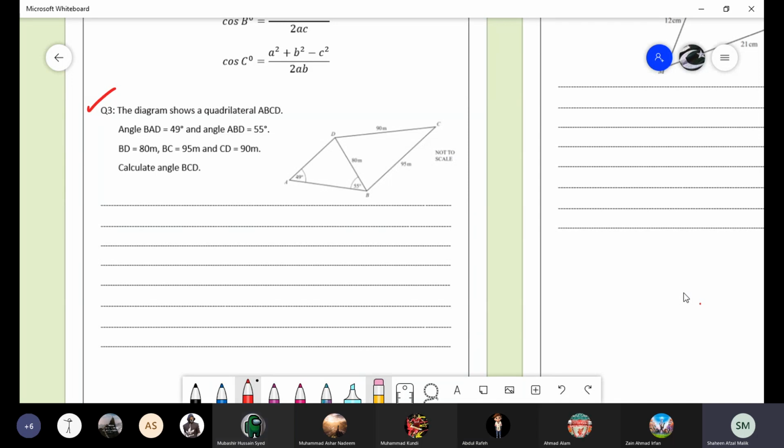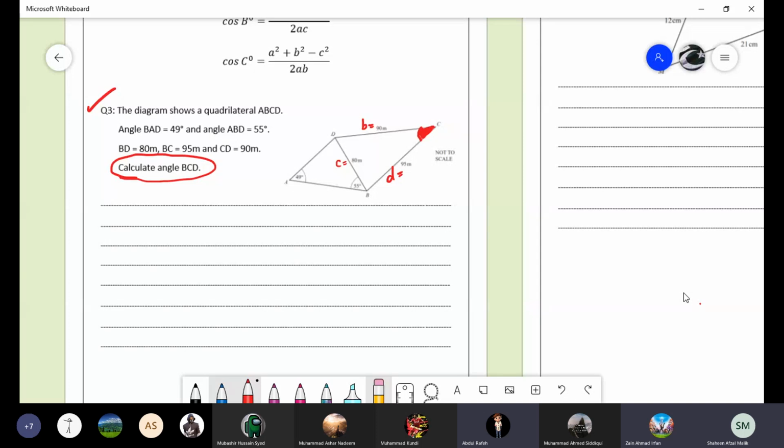The diagram shows a quadrilateral ABCD where all the angles and sides are labeled. We have to calculate the angle BCD. All three sides are given to you. Opposite to capital B there is small b, opposite to capital D there is small d, and opposite to capital C this is small c. You have to find angle C. How will you find it?